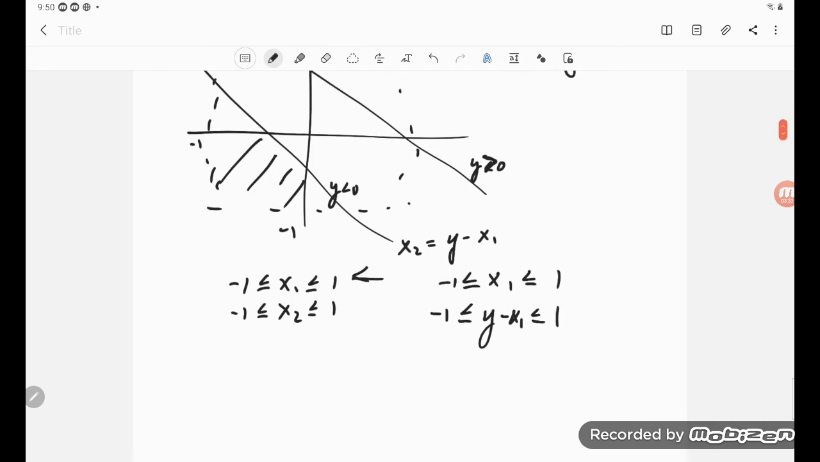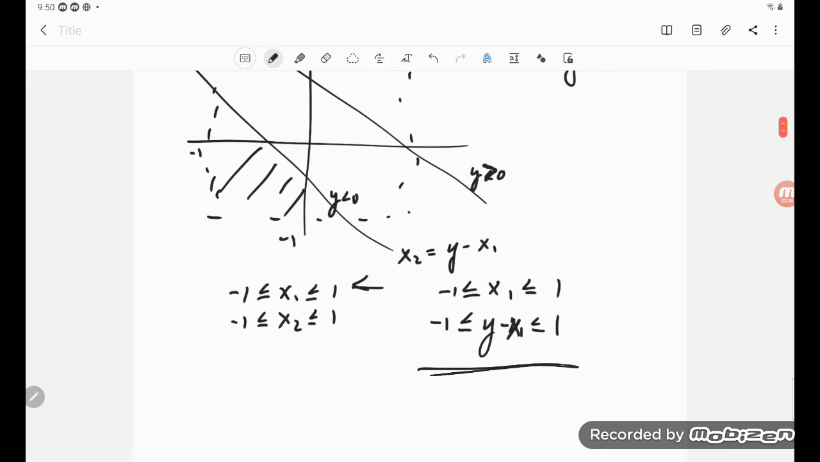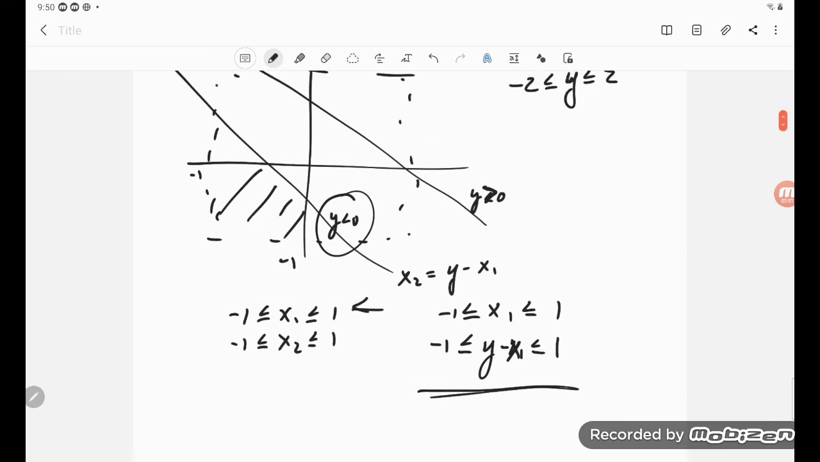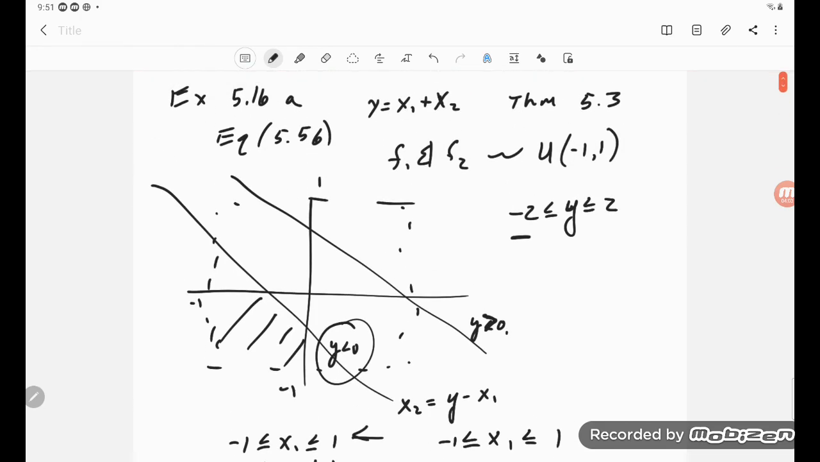Now this is totally symmetric, so in the end it actually doesn't really matter which one you choose. You should get the same answers. But as far as the bounds, this is what you're going to want to work with: working with the bounds here and thinking about when y is between -2 and 0, and when y is between 0 and +2 on these bounds. So hopefully that can get you started on 5.16a and theorem 5.3.